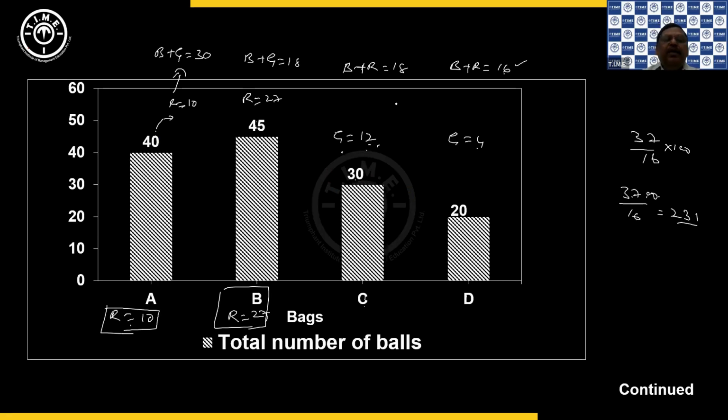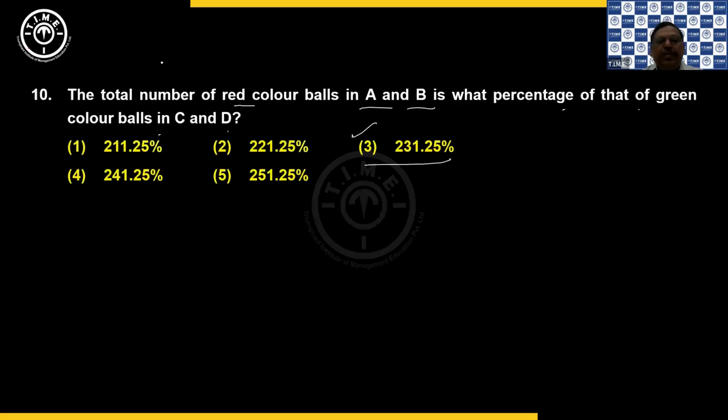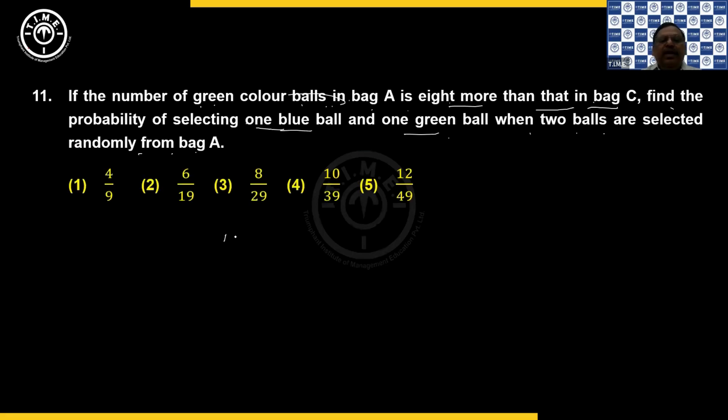Let's come here. In C, how many green balls are there? 12. Here he says 8 more, means the green balls are 20. If green balls are 20, only for this question's sake, then blue balls will be 10. So this 40 now: red 10, blue 10, green 20. Let's go to the question now. Red 10, blue 10, green 20, total 40, as per this question's condition.